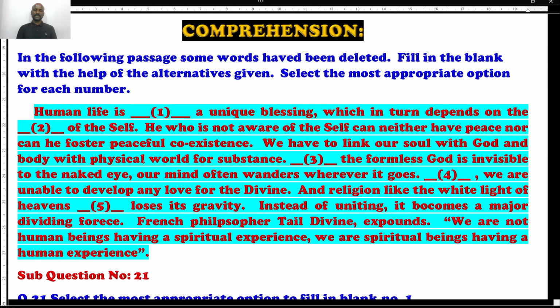The formless God is invisible to the naked eye. Our mind often wanders wherever it goes, full stop, dash. We are unable to develop any love for the divine, dash. Full stop. And religion, like the white light of heavens, dash, loses its gravity, full stop. Instead of uniting, it becomes a major dividing force. French philosopher Teilhard de Chardin expounds, we are not human beings having a spiritual experience. We are spiritual beings having a human experience. So this is what human life, his practices, blind belief, materialistic and spirituality is given.